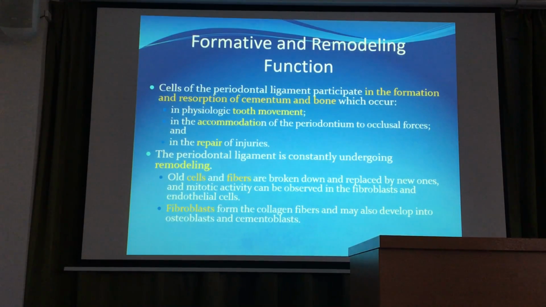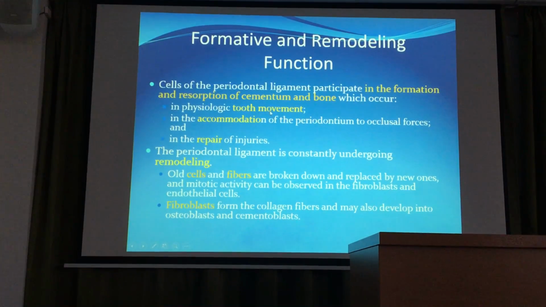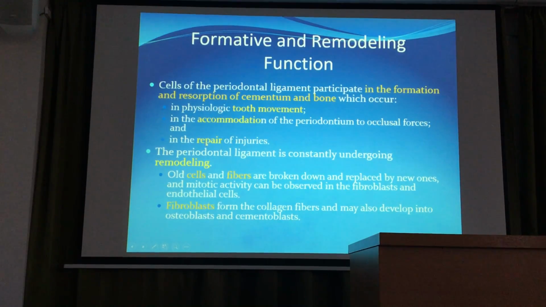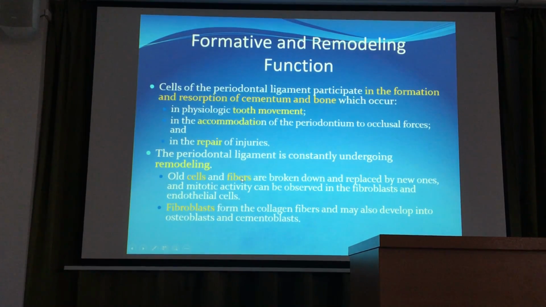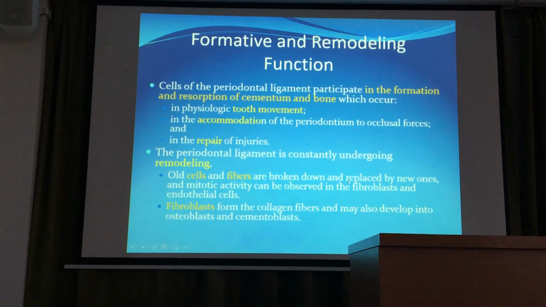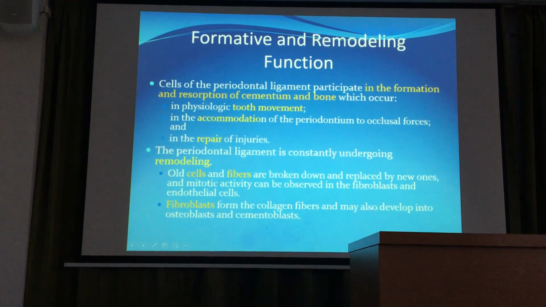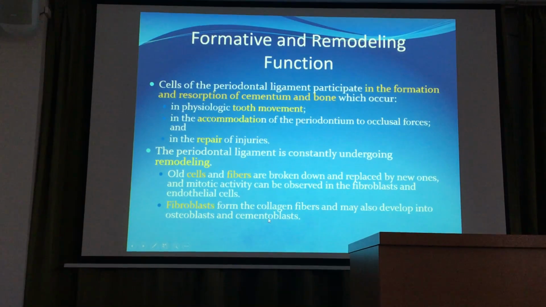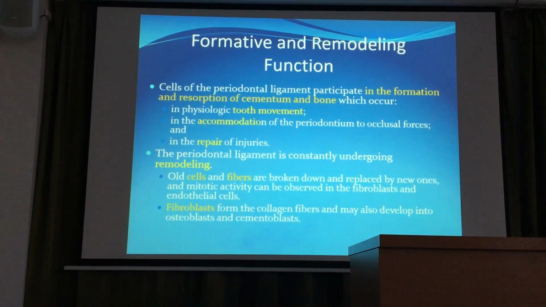And also we have remodeling and formative functions, because the intact periodontal ligament is necessary for physiologic tooth movement. It's also necessary for the repair of certain injuries, for example, and the old cells and fibers are broken down and replaced by new ones. How? For example, fibroblasts can form collagen fibers and may also develop into osteoblasts and cementoblasts. So this is the pathophysiology of the periodontal ligament.